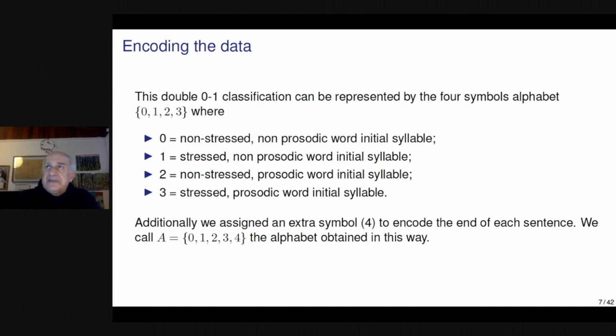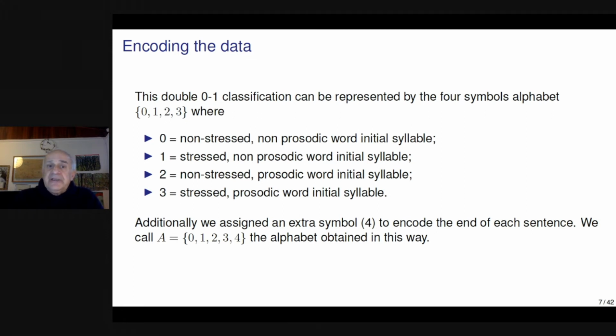So we can represent these 2 binary characteristics with 4 symbols, 0, 1, 2, 3. So 0 stands for a non-stressed, non-prosodic-word-initial syllable. 1 stands for a stressed, non-prosodic-word-initial syllable. 2 for a non-stressed, prosodic-word-initial syllable. And finally, 3 for a stressed, prosodic-word-initial syllable.